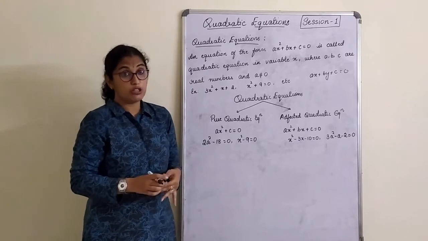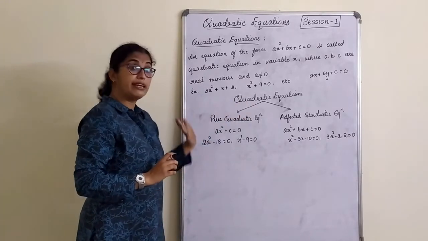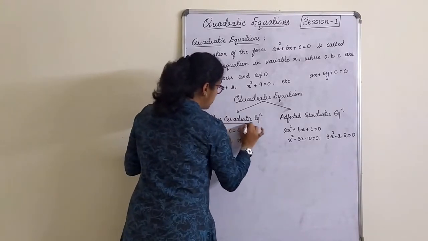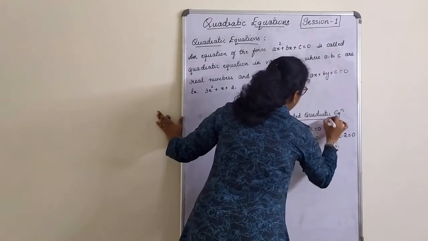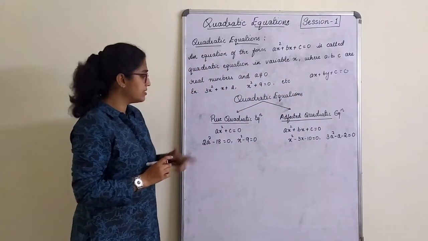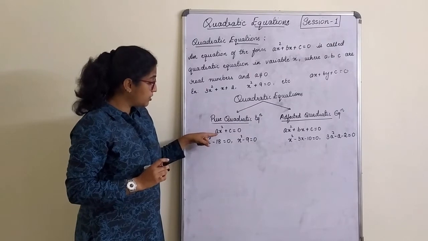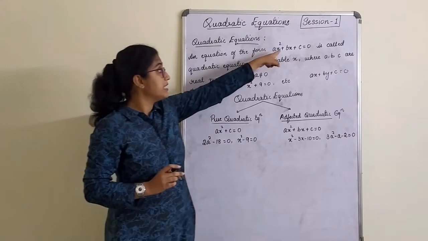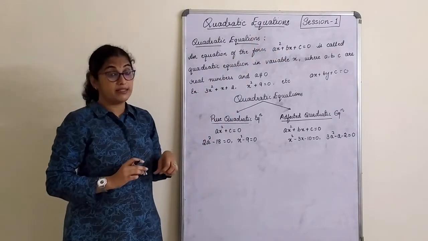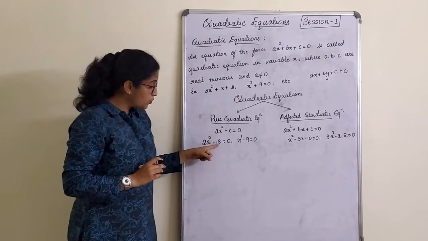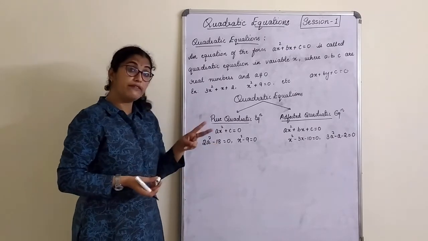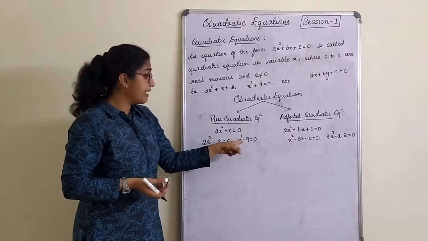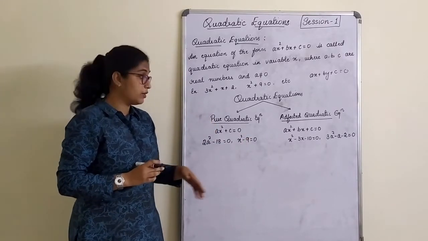That will also do. For example, a quadratic equation is further bifurcated in terms of pure quadratic equation and unaffected quadratic equation. Now what is this? Pure quadratic equation is an equation which is of the form ax square plus c is equal to 0. That means the variable x term does not exist. It is of the form 2x square minus 18 is equal to 0. We will get two solutions for this, right? Since it is a quadratic. Or x square minus 9 is equal to 0.